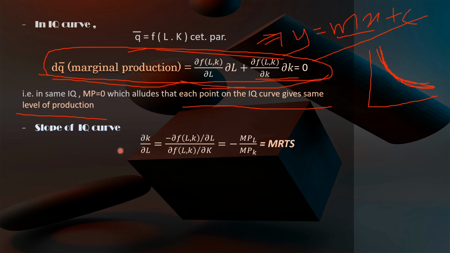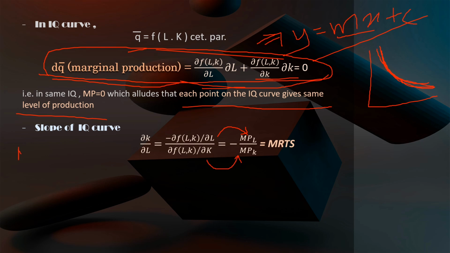That is, the slope of an IQ curve, that is del K by del L, is the partial derivative of production with respect to L divided by the partial derivative of production with respect to K. Now, we know partial differentiation of production is always equal to marginal production. So it can be described that this is equal to marginal production of L, that is labor, and this is marginal production of K, that is capital.